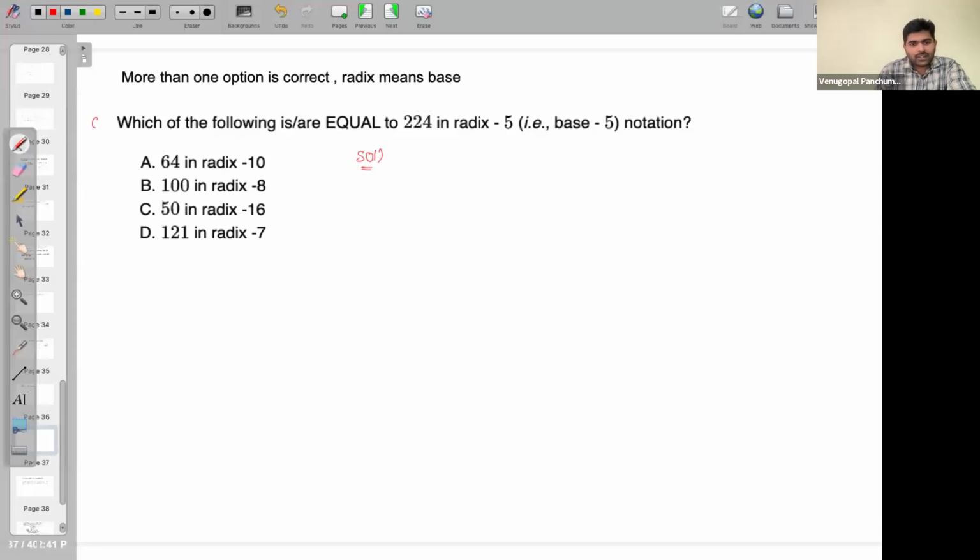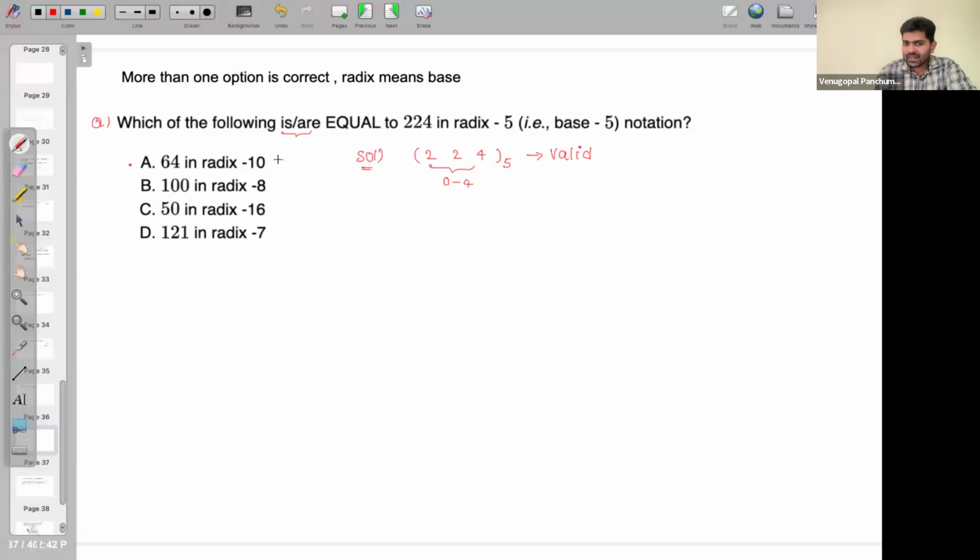So the question is, which of the following is, or there can be more than one option correct, equal to 224 in radix 5. Okay, मतलब एक जो number है that is in base 5. So first of all, you tell me, is it a valid representation or invalid representation? 224 in base 5. It is a valid one, because all the numbers are in the range of 0 to 4 only. So it is valid.